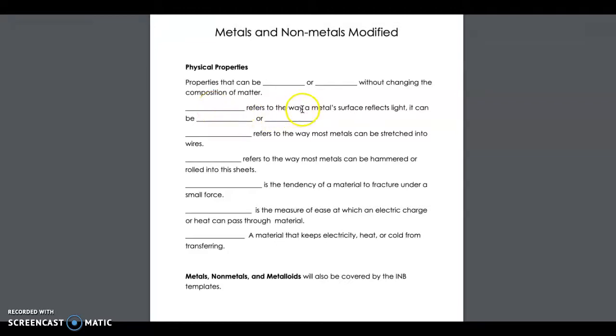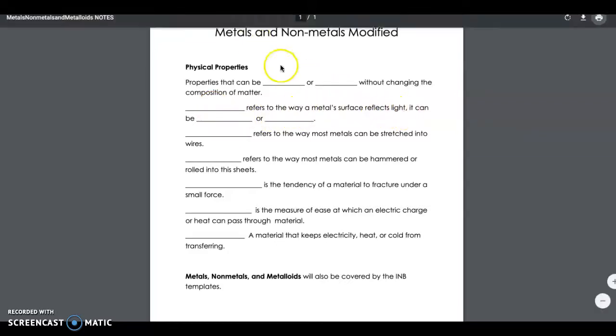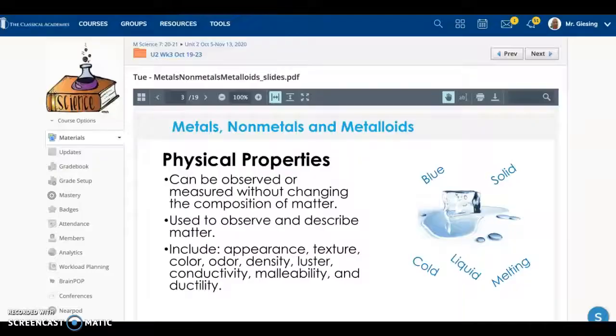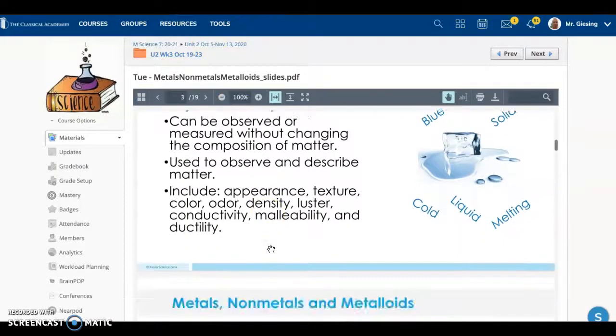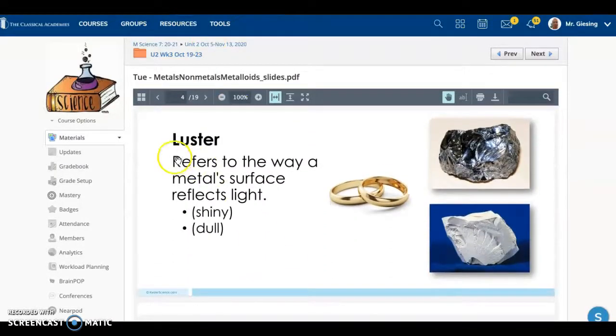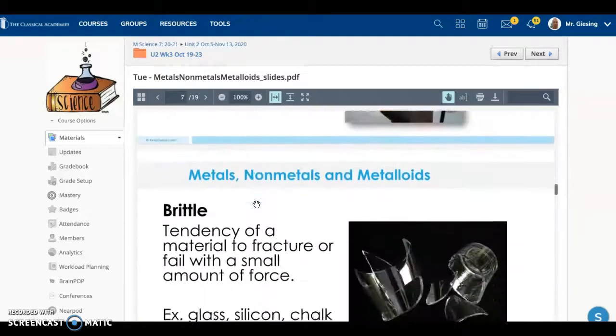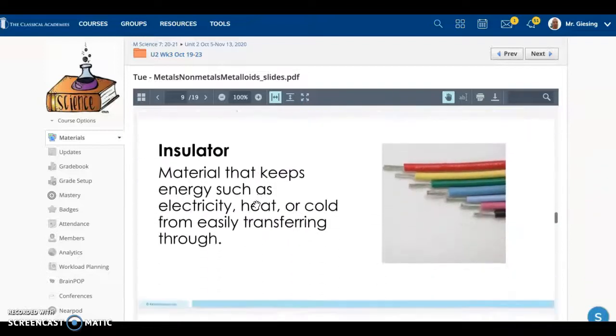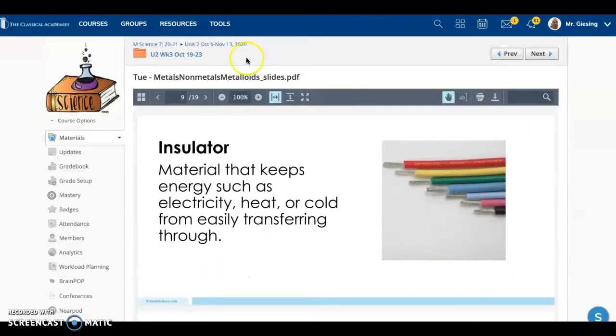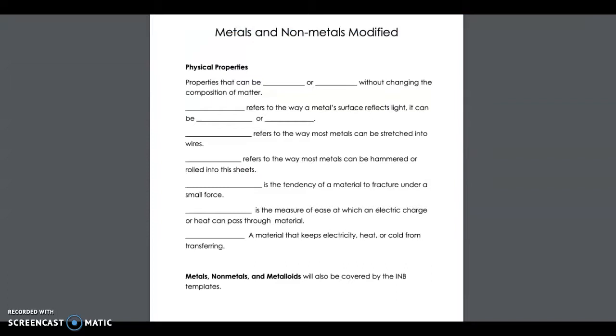Something refers to the way a metal surface reflects light. It can be blank or blank. We come back to the slides. Luster refers to the way a metal surface reflects light. It can be shiny or dull. So that's what you're going to fill in on the paper. Now as we scroll through, once you get to about here, that's going to cover all of this first paper to fill in.